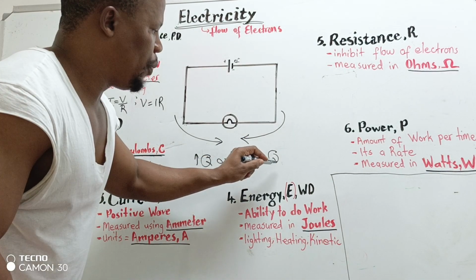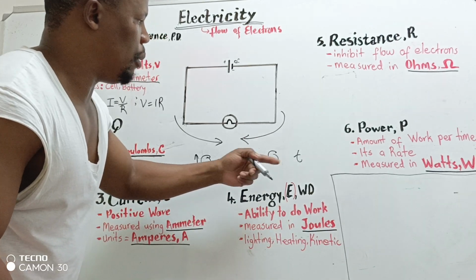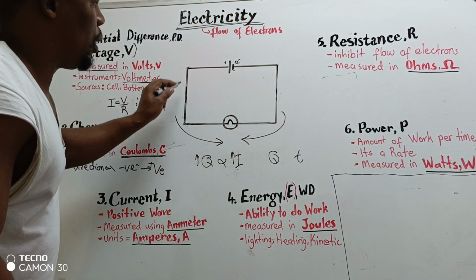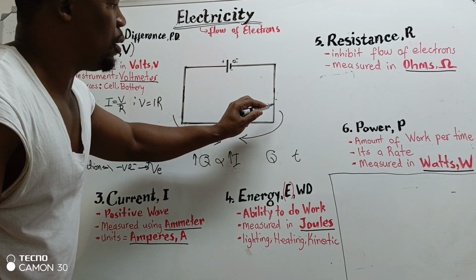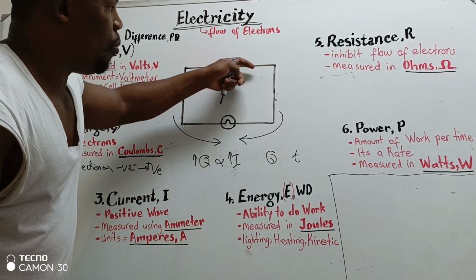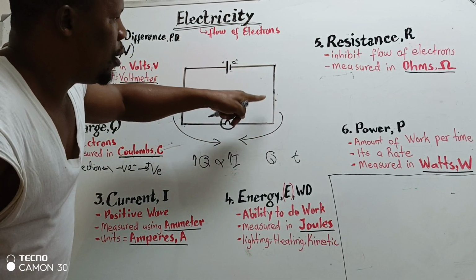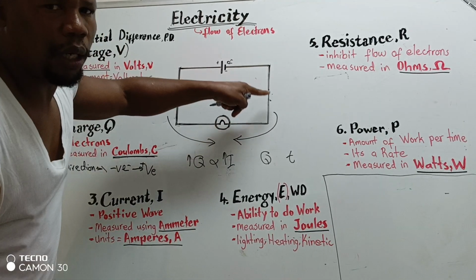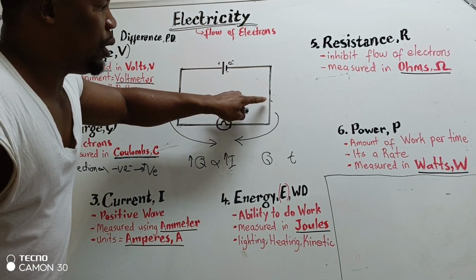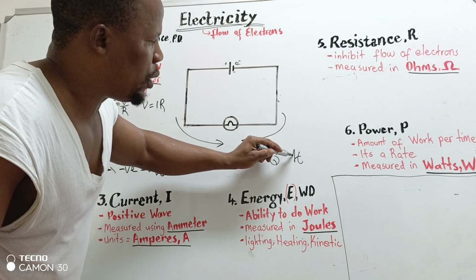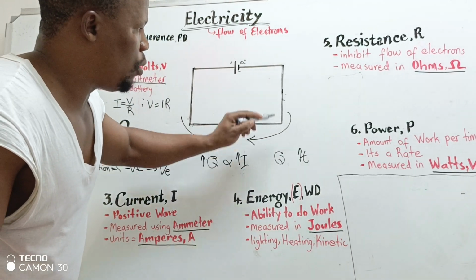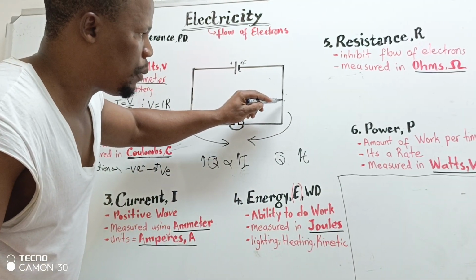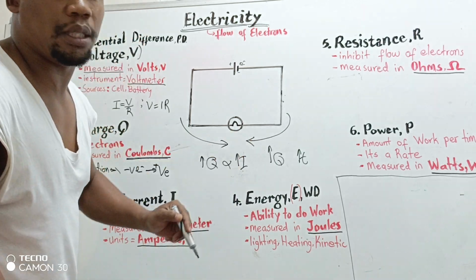If in the circuit you relate charge and time, if you are seated somewhere in the circuit and the electrons pass by, 1, 102, 103, 104. As time goes, as time increases, the amount of charge, the amount of electrons passing this particular point is going to keep on increasing.